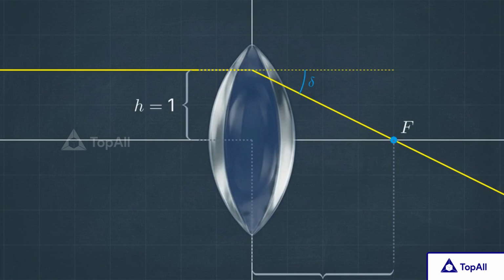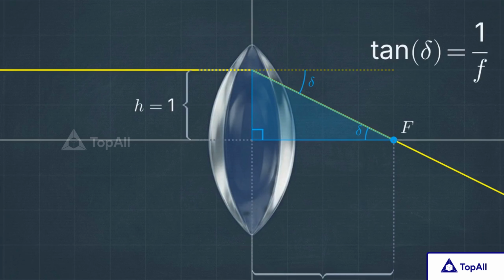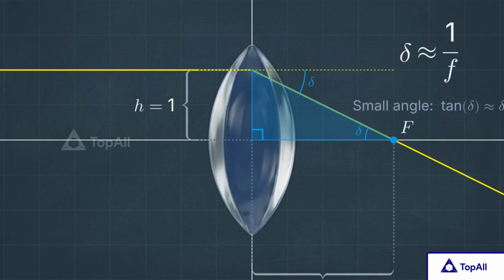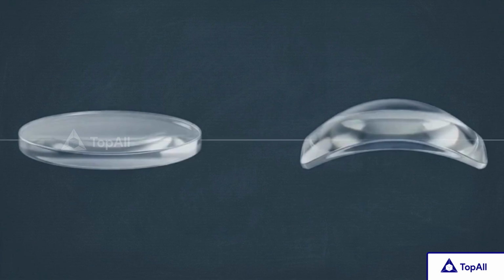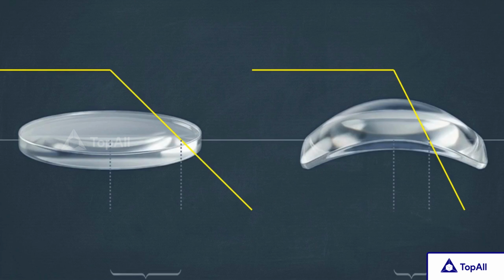Notice that the optical center, the focal point, and the point of incidence form a right triangle. We can solve for the deviation angle using trigonometry. The tangent of delta is equal to the opposite side, our unit height of 1, divided by the adjacent side, our focal length, f. Because optical lenses deal with very narrow angles, we apply the small angle approximation. When an angle is small, the tangent of the angle is effectively equal to the angle itself. Therefore, the power, P, equals 1 divided by f. The power of a lens is literally the inverse of its focal length. The shorter the distance required to focus the light, the higher the power of the glass.